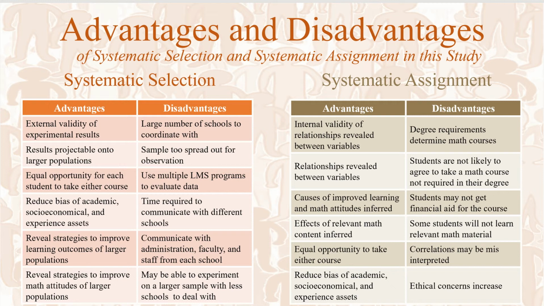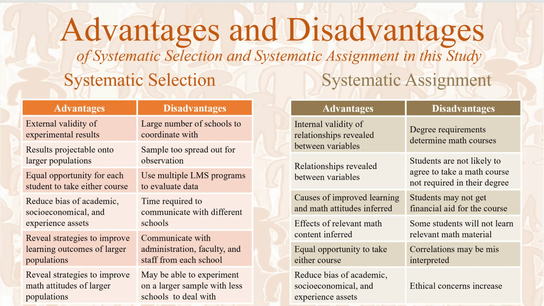Examining some of the advantages and disadvantages of systematic selection and systematic assignment. The advantages and disadvantages of systematic sampling are identical to those for simple random sampling. External validity means results can predict outcomes onto larger populations. Equal opportunity for each student to take either course exists. Bias and variables are reduced, and strategies may be revealed to improve learning outcomes of larger populations and to improve math attitudes of larger populations.